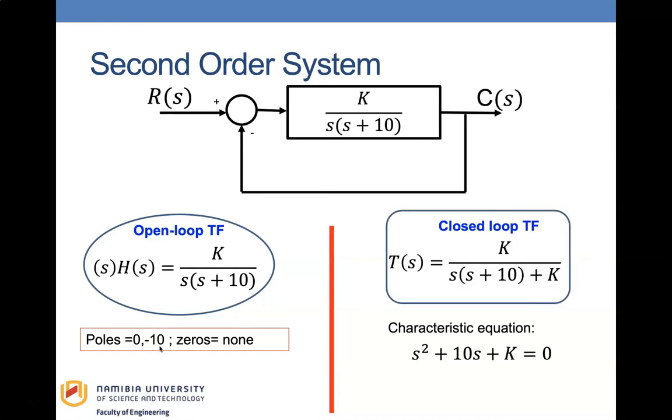The closed loop transfer function is K over s squared plus 10s plus K, and the characteristic equation is therefore s squared plus 10s plus K equals 0. You can immediately see that the poles depend on the values of K. To plot the root loci, we will vary K from 0 to 50. This could be to infinity. And for each K value, we will compute the closed loop poles, which are then tabulated in this table.